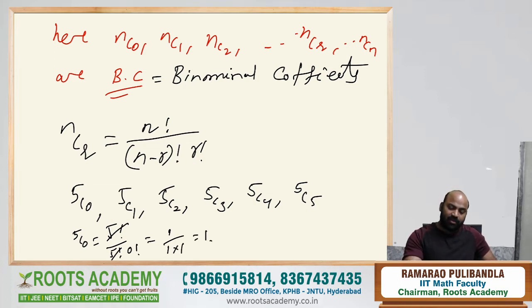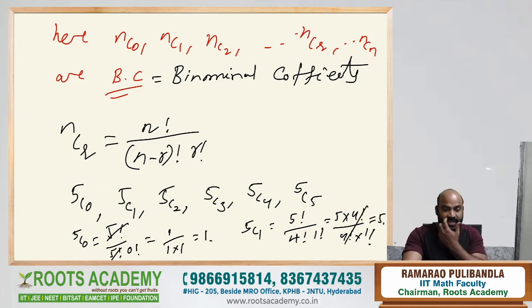Similarly, 5c1 is 5 factorial by 4 factorial into 1 factorial, which is 5 into 4 factorial by 4 factorial into 1 factorial. Everything cancels and I get 5. Like that, can you get all those values?